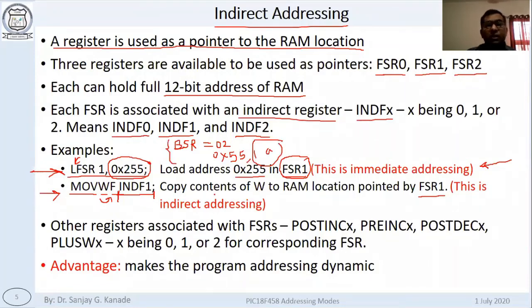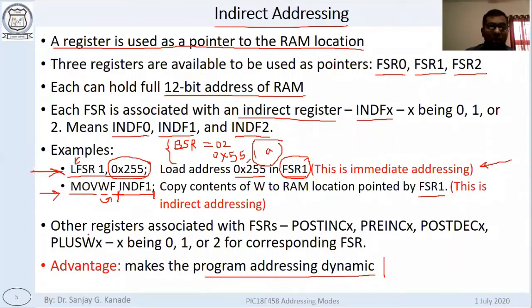You would have written it in this way also, but this way of writing the program by means of indirect addressing, by using the FSR modes or pointers, makes the program addressing dynamic. What I mean by this, dynamic means, well, actually you will come to know this when we write our looping programs in our coming lectures. It is very much advantageous to use this mode in certain cases, like when we want to use looping.